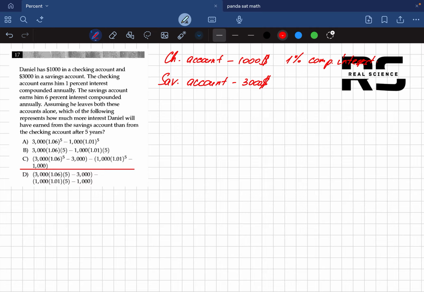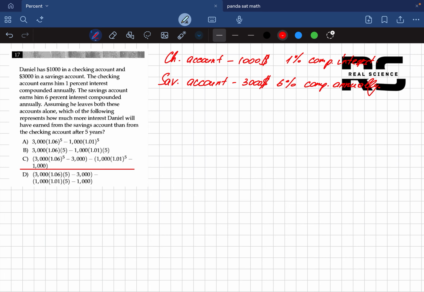The savings account earns him 6% interest compounded annually. Assuming he leaves both these accounts alone, which of the following represents how much more interest Daniel would have earned from the savings account than from the checking account?